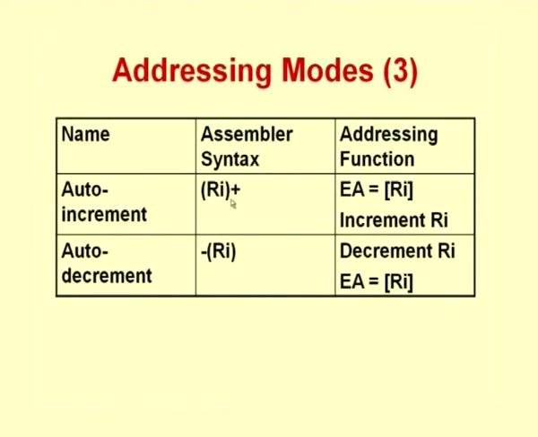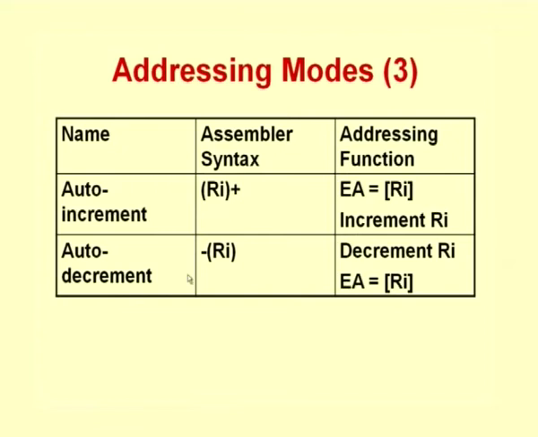Then we also have these two other special cases which are called the auto increment and auto decrement addressing modes. In auto increment addressing mode, this is a combination of the indirect addressing mode along with an addition. Here the effective address is the contents of Ri. So, the contents of Ri give you the memory address from which you need to fetch the data. After doing that, we also increment Ri. So, there are two things that get done within this one single instruction, so it is called an auto increment addressing mode.